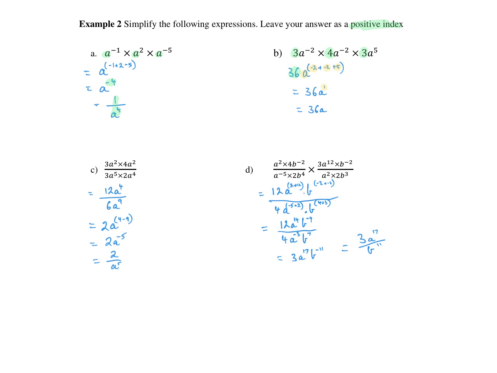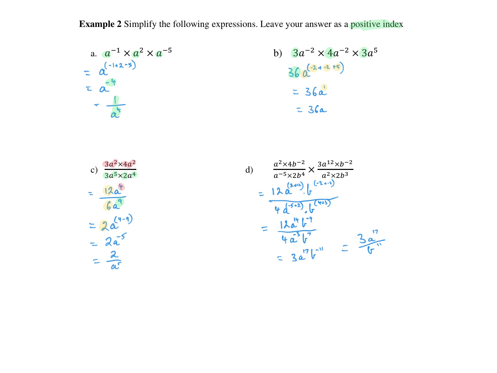Again, I like to work numerator and denominator. So if we go through that, 3 times 4 is 12. a squared times a squared is a to the 4. Denominator, 3 times 2 is 6. a to the 5 times a to the 4, we add the powers and get a to the 9. We've got a division now. So 12 over 6 is 2.